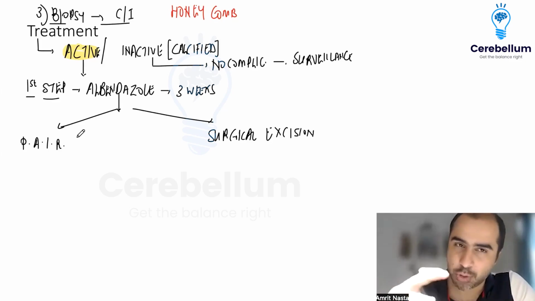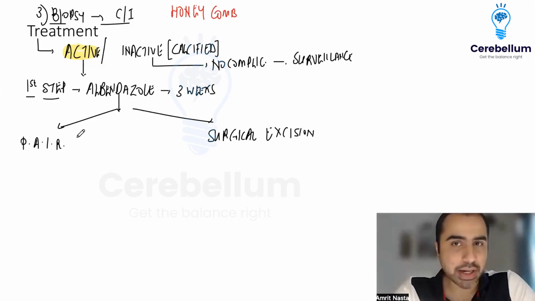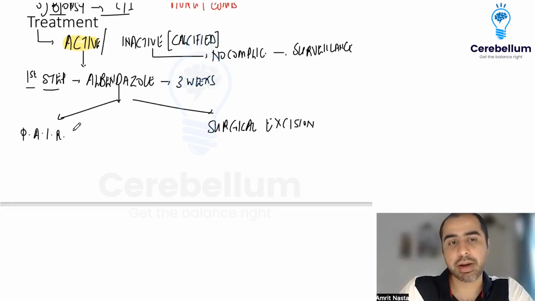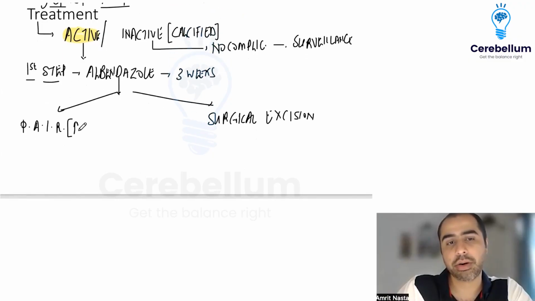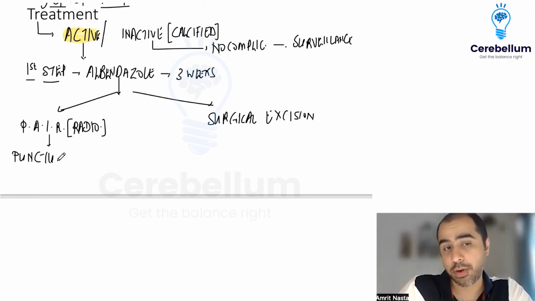Because you want the cyst to become sterile. Once it has become sterile, that's when you decide, do I treat it with PAIR, the needle procedure, or do I do surgery? This PAIR is not done by a surgeon, this is done by radiologists. It's a radiological procedure. So PAIR stands for puncture. They can ask you the full form of PAIR. So you should know the full form also.